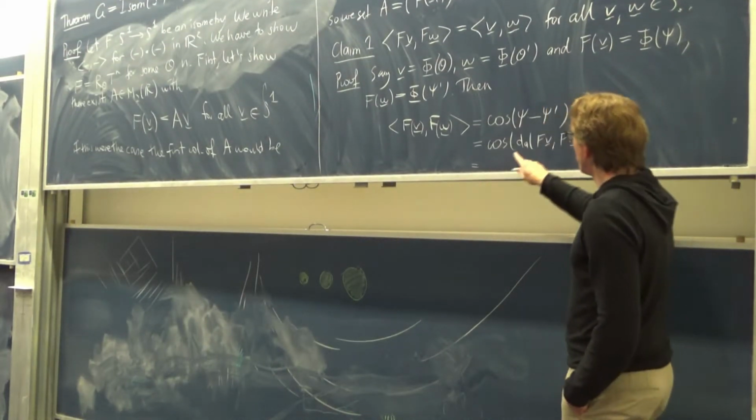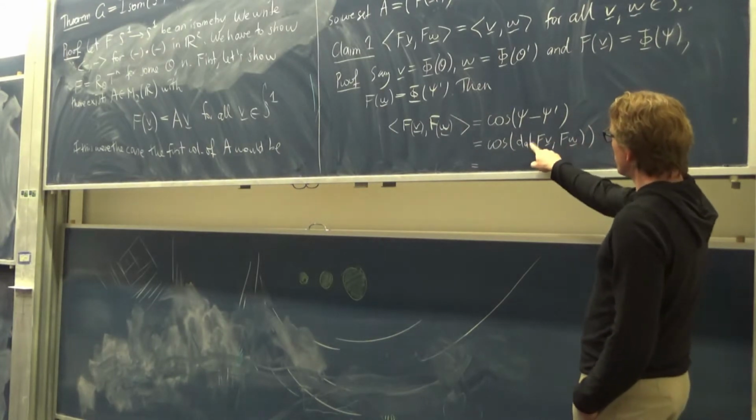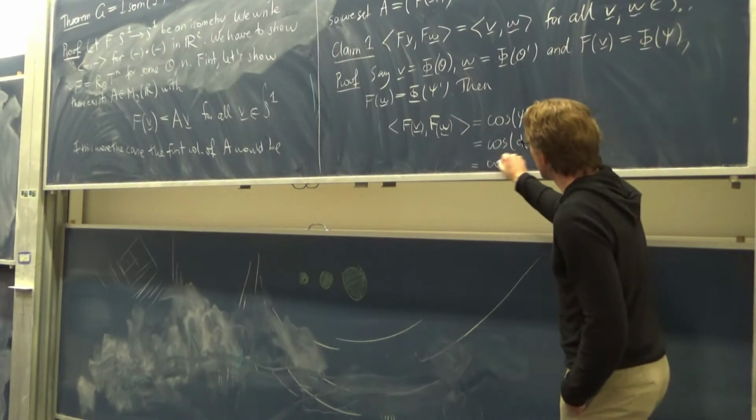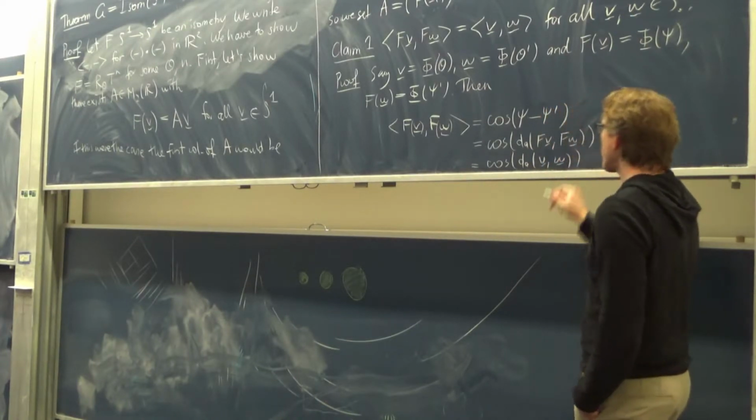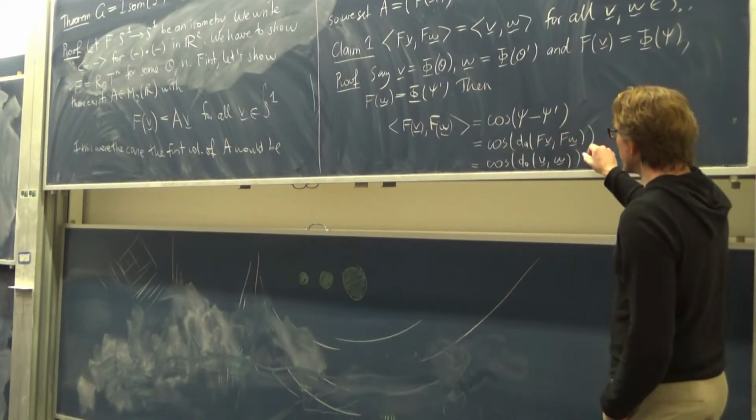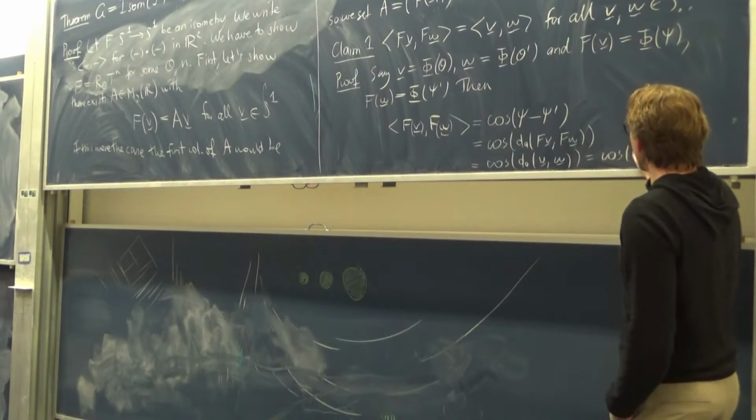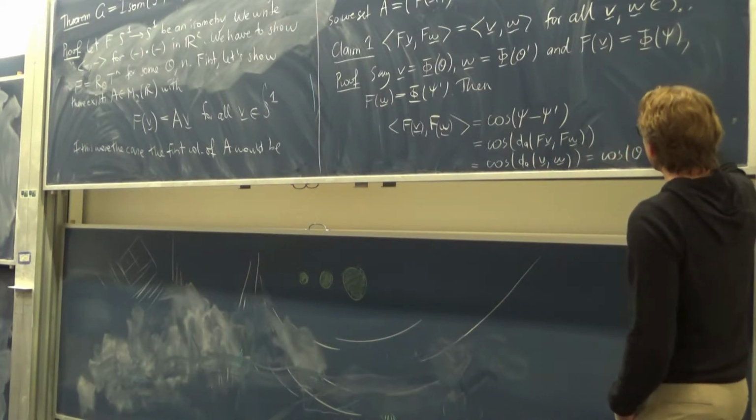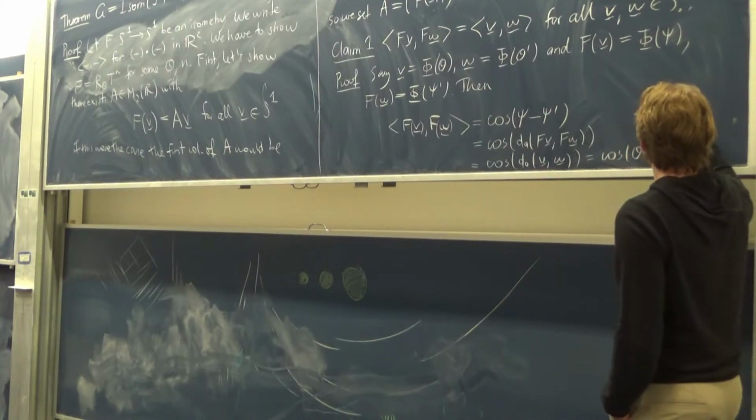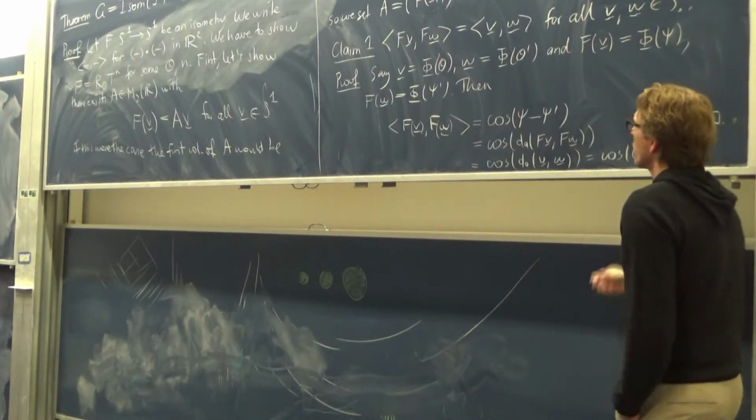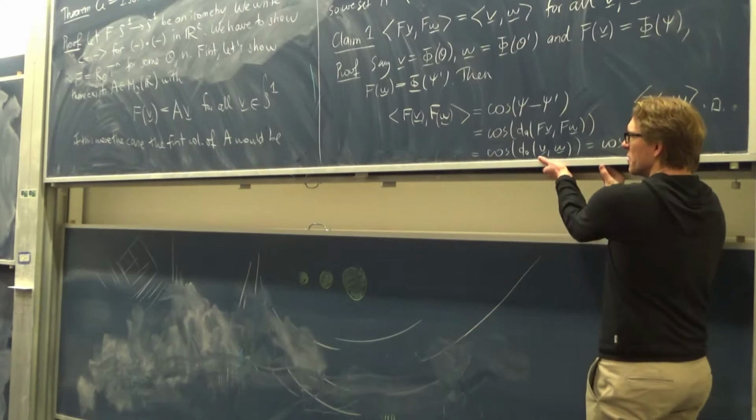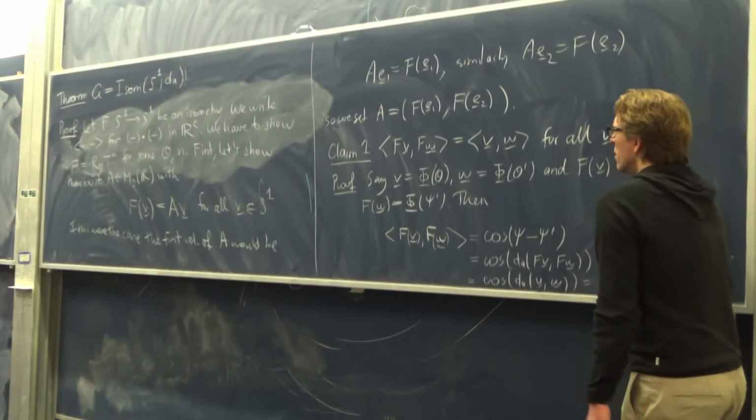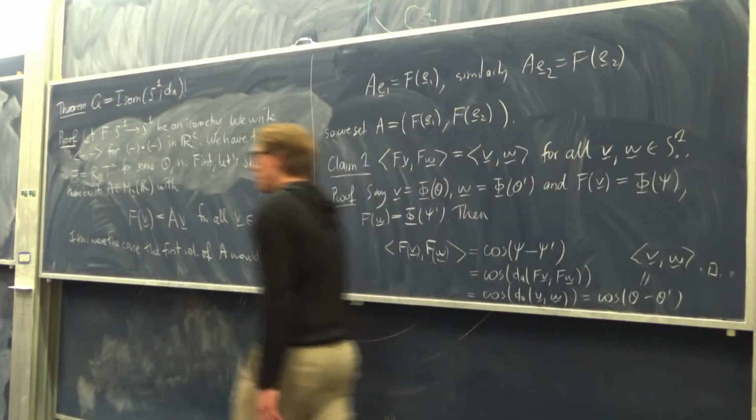All right. But by assumption, F is an isometry. So this arc distance is just the arc distance from V to W. And by the same reasoning as in the first step, that's the cosine of theta minus theta prime, which is this. Okay, so that's just a translation of the fact it's an isometry in the language of inner products. Okay, so that's the first claim.